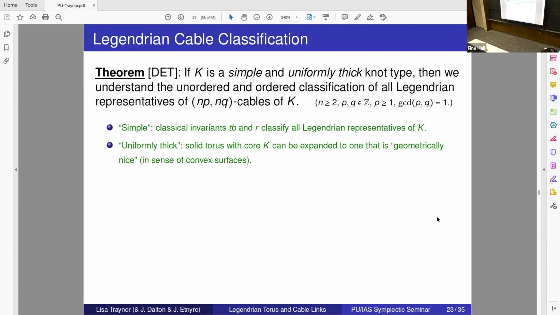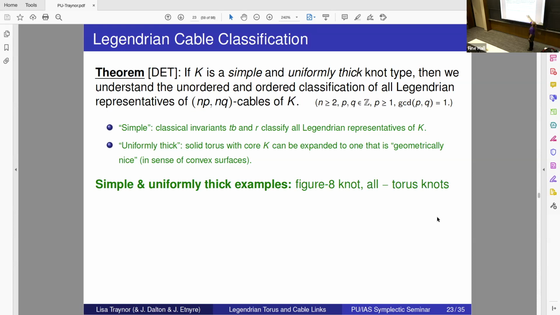Let me do some examples. If K is a figure 8 knot, or a negative torus knot, then we've been able to classify all of the Legendrian cables of these. Uniformly thick is a little bit more geometrically nice. It means that if I take a knotted torus in a certain knot type, the torus can be expanded so that it has a convex boundary in a nice form, where the dividing curves have slope of max TB.